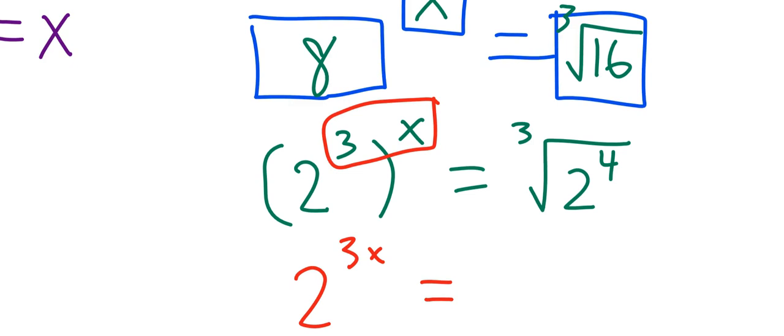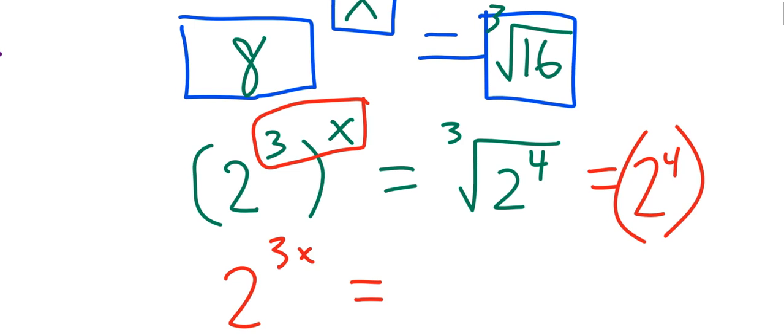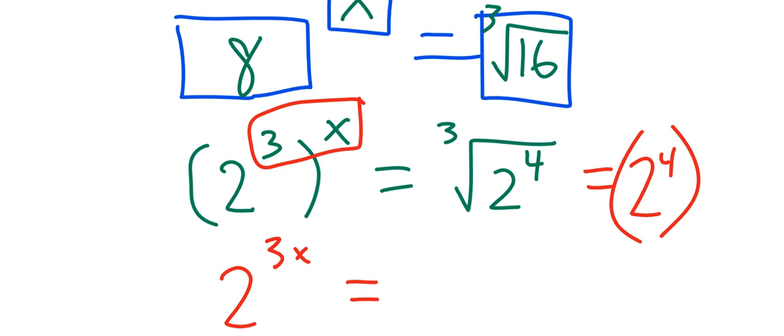Now, on the other side here, how do you rewrite that? The cube root. The cube root. What exponent is the cube root? The what? The 1/3. That's true. You need to know that the cube root can be written as the 1/3 exponent.